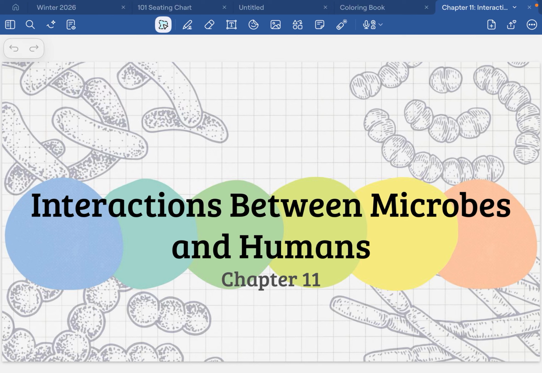This whole section of this class is basically about how microbes and humans interact with each other. We're going to be talking today about just basic interactions between humans and microbes, and then we're going to be talking about the human immune system, which is a huge part of how humans and microbes interact, and then we're going to talk about how microbes cause disease. Okay?